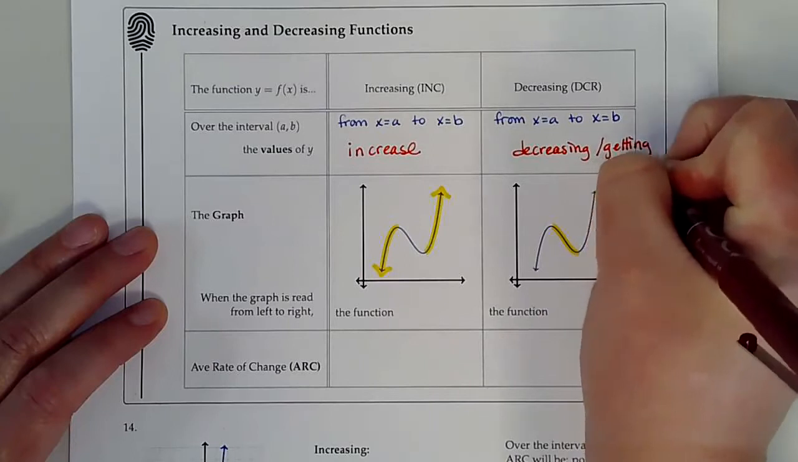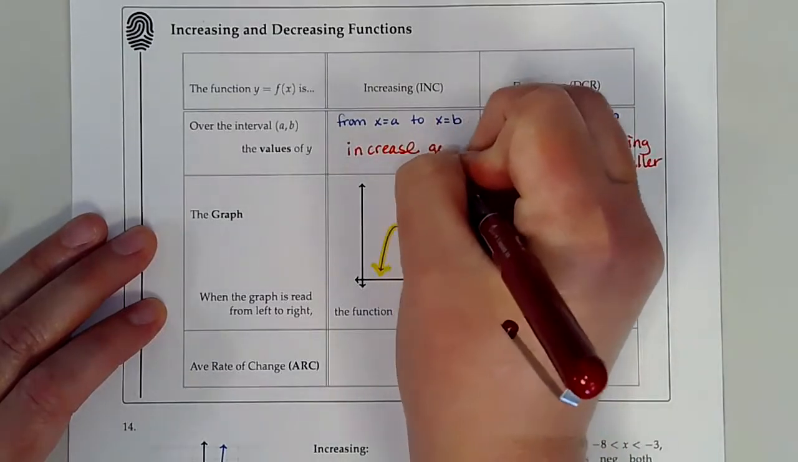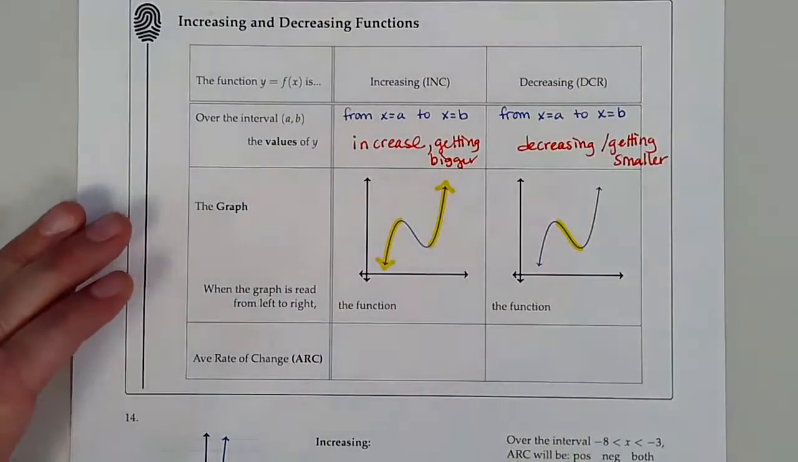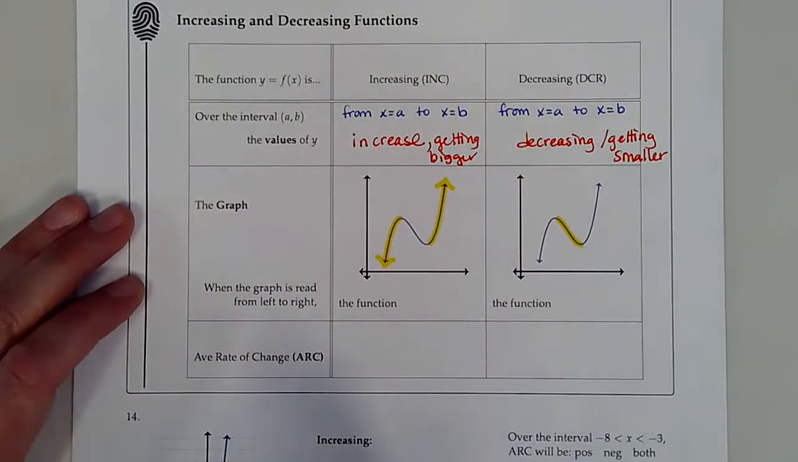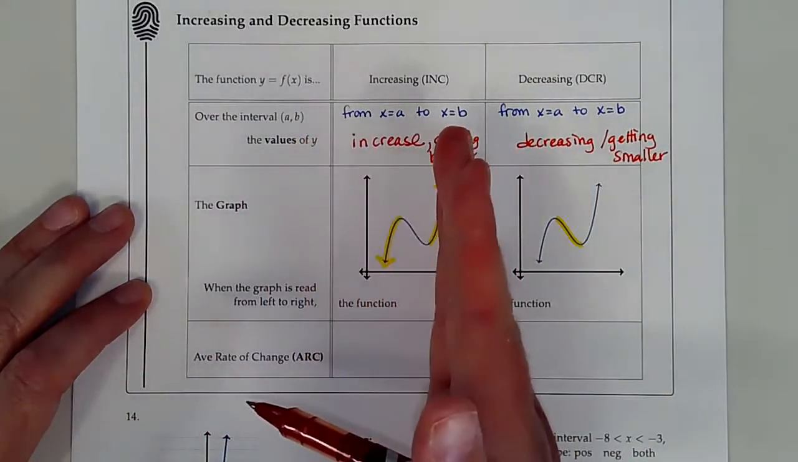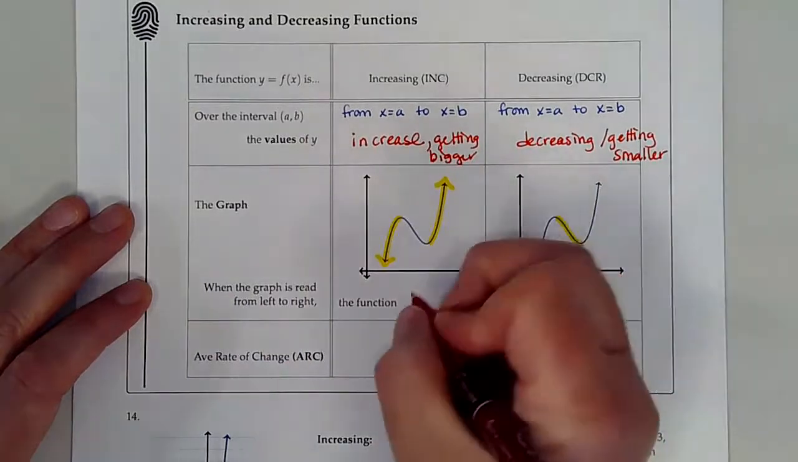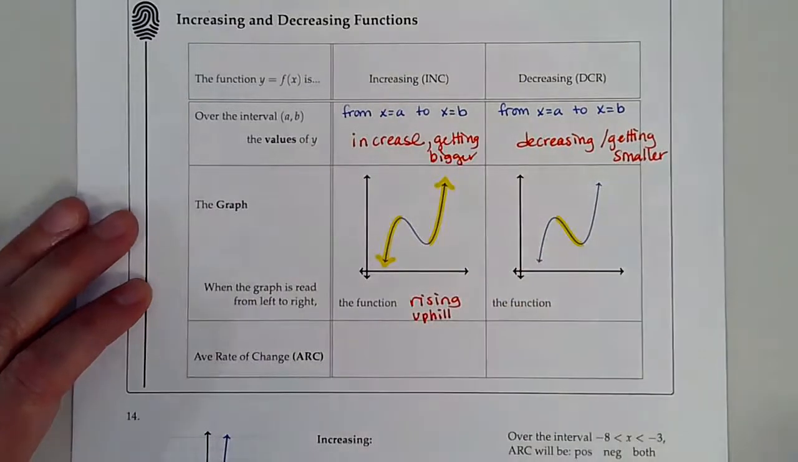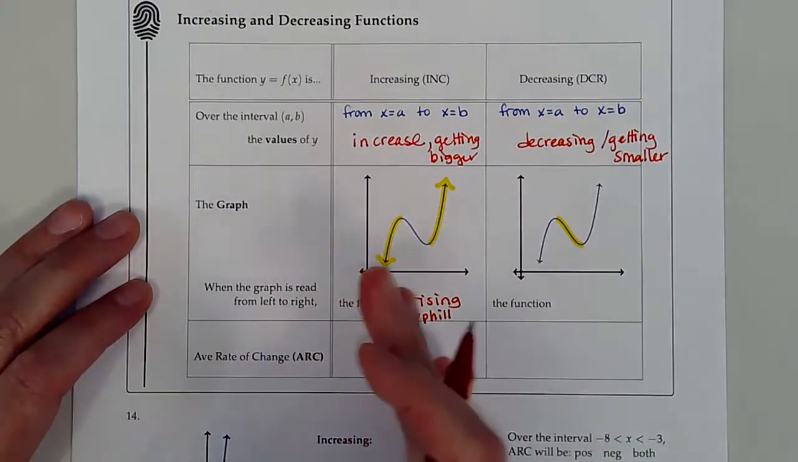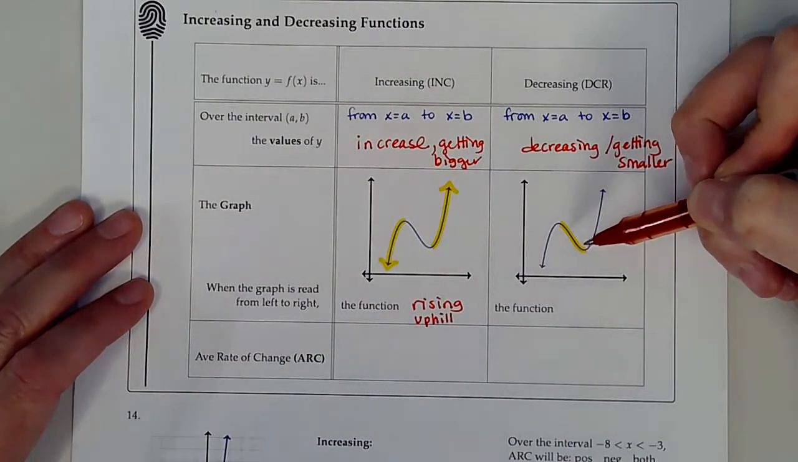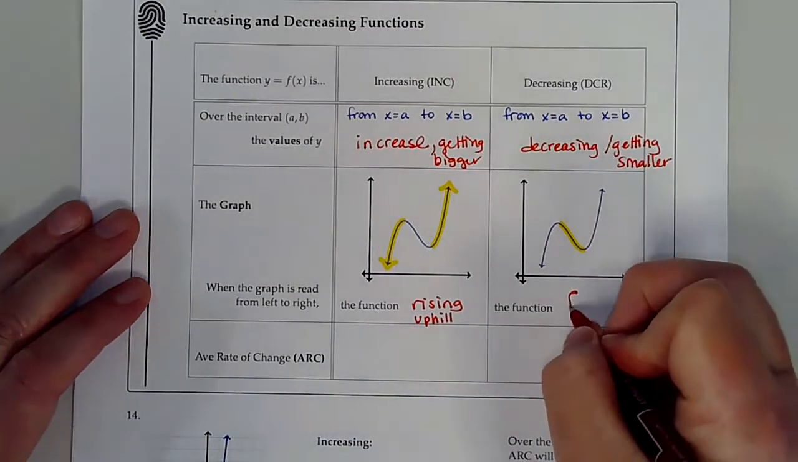So when it's increasing, our y values are getting bigger or growing. And when it's decreasing, our y values are getting smaller. When we look at a graph, we always read our graphs from left to right. As you go from left to right, if the function is rising or going uphill, then we would say that it's increasing on that interval. And if we look from left to right, such as here, the function is going downhill, or it falls, when it's decreasing.